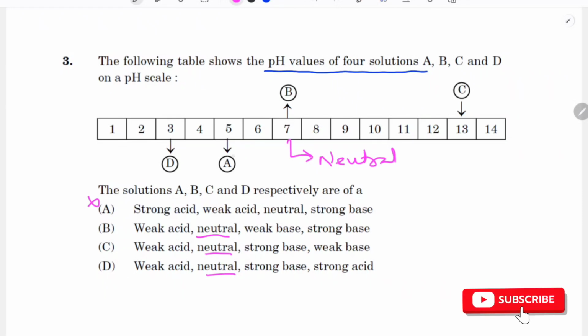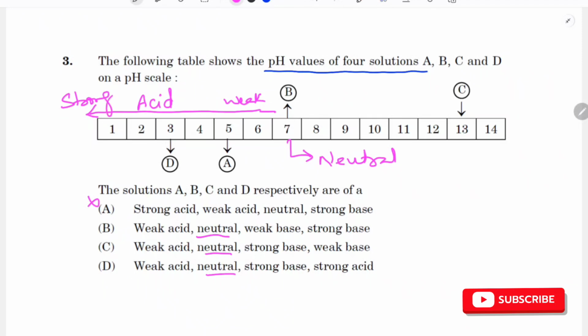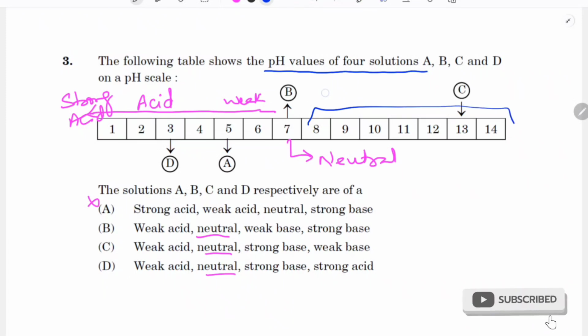Now, what about A? The left side of this neutral 7 is acidic, right? If you go this side, the acidic nature will increase. So this part here is weak acid, and near 1 it is strong acid, right? And the other side, this part is weak base, and the last is strong base.